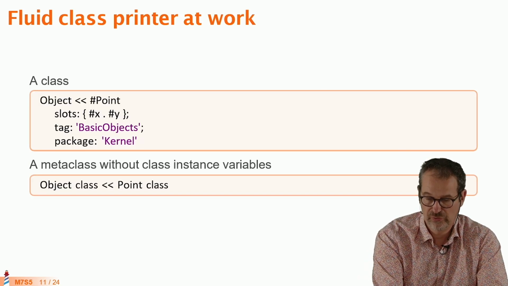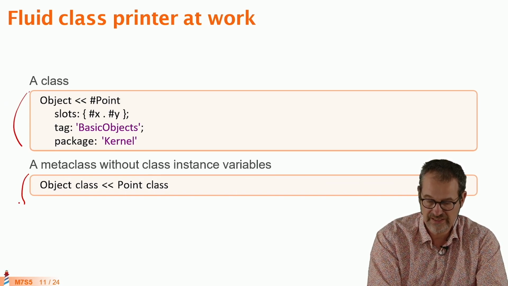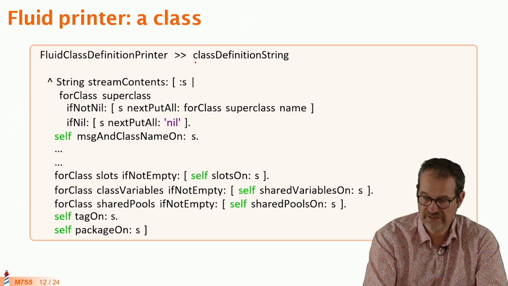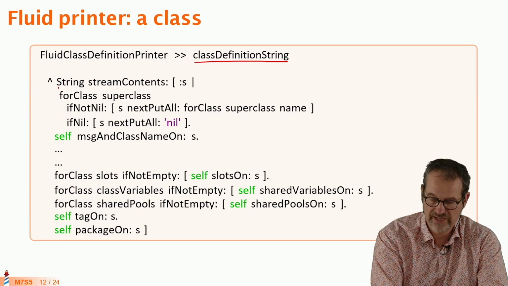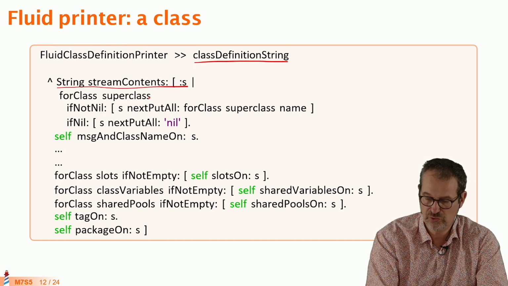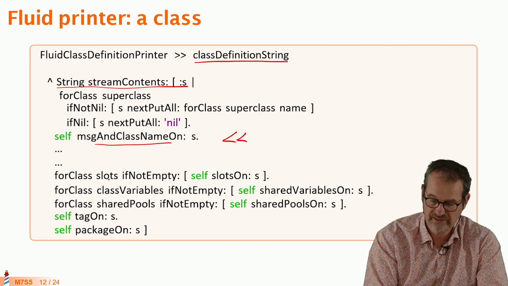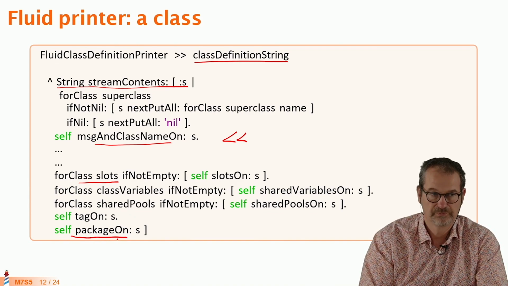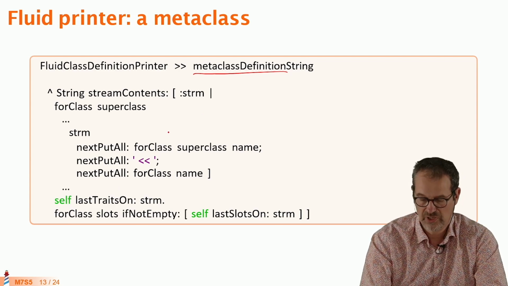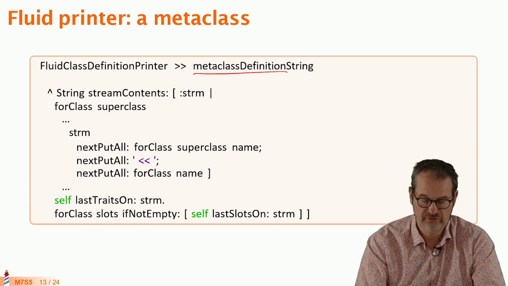For example, the fluid class printer will know how to print a class like that, a metaclass like this. And here you see, for example, the class definition. It creates a stream, and then it will check if this is a null superclass. It will put nil. Then after, it will compose the message like that, and then it will check the slots and things. And finally, create the package. For the metaclass definition, this is the same logic, but to really produce a different setup.